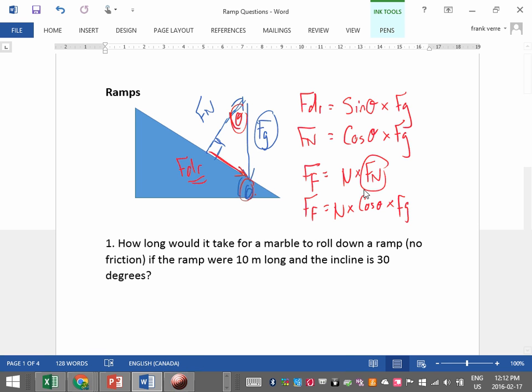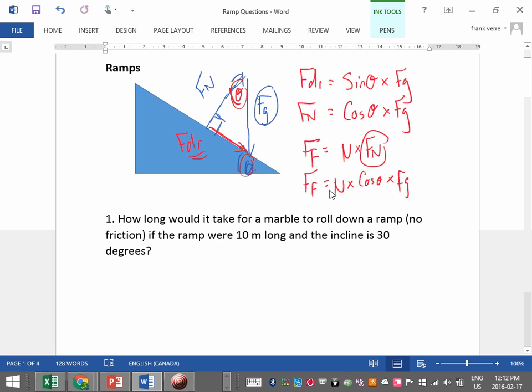I'm going to look at some questions for ramps. We're going to first talk about no friction, and then we'll talk about friction. So the first two, I believe, have no friction, and then we're going to talk about adding friction to it. Okay? So let's look at the first question. How long would it take a marble to roll down a ramp with no friction if the ramp were 10 meters long and the incline was 90 degrees? Alright? I was just testing you, see if you're paying attention.